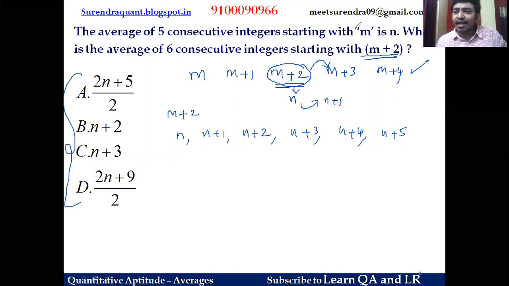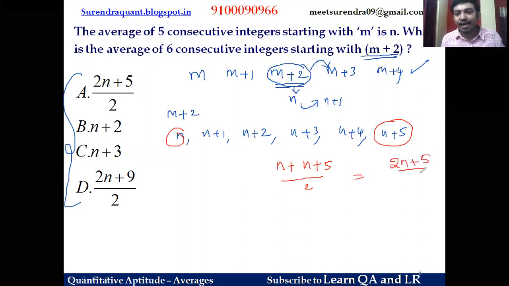When elements are in AP, simply the average is first term plus last term by 2. So first term is n, last term is n plus 5, first term plus last term by 2. So this is 2n plus 5 by 2, and that is option A. So that's the reason. Do you understand why I'm taking in terms of n? To avoid those m values, right? Next question.